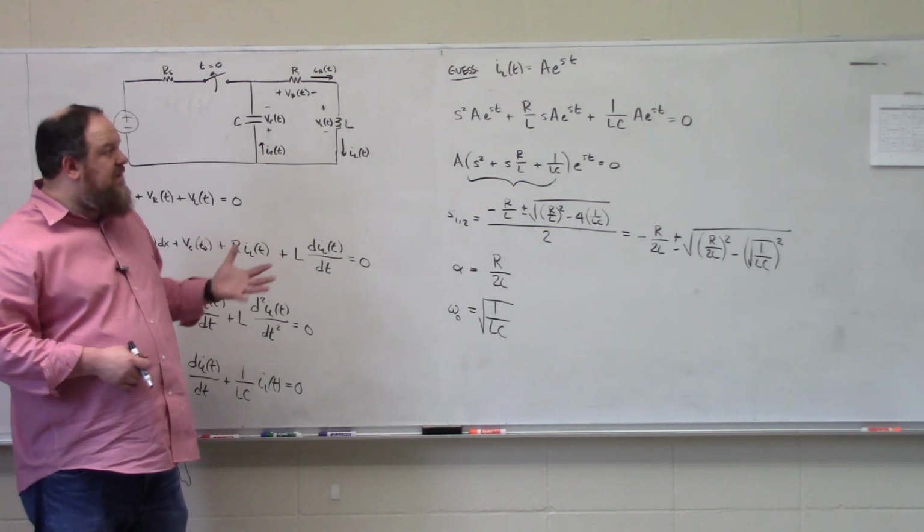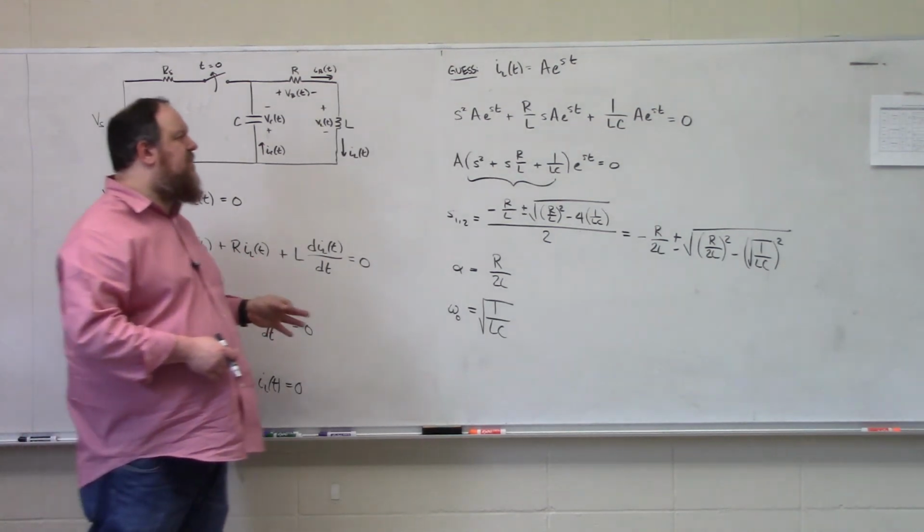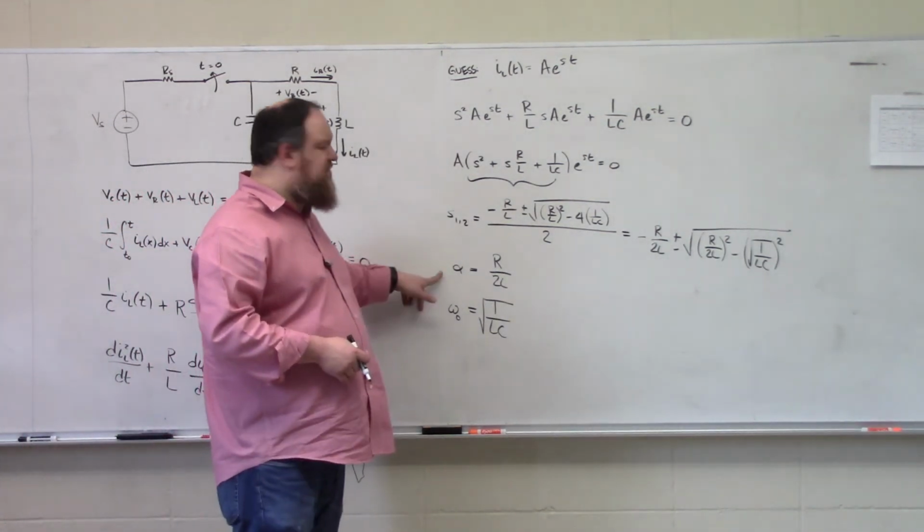So really, fundamentally, the only difference between a series RLC circuit and a parallel RLC circuit is the fact that alpha is slightly different. That's it.